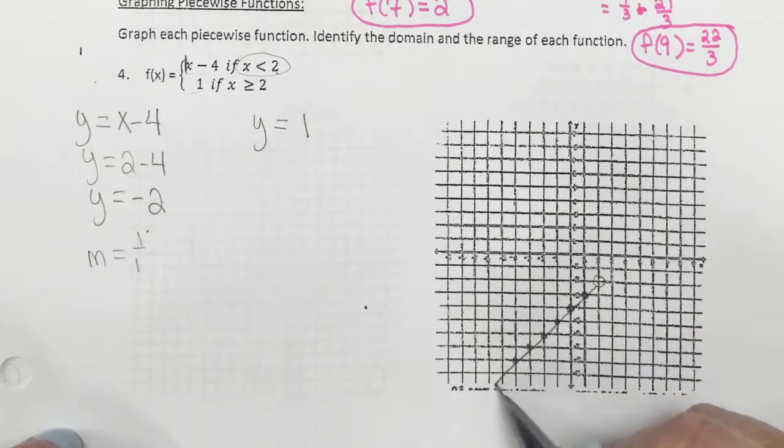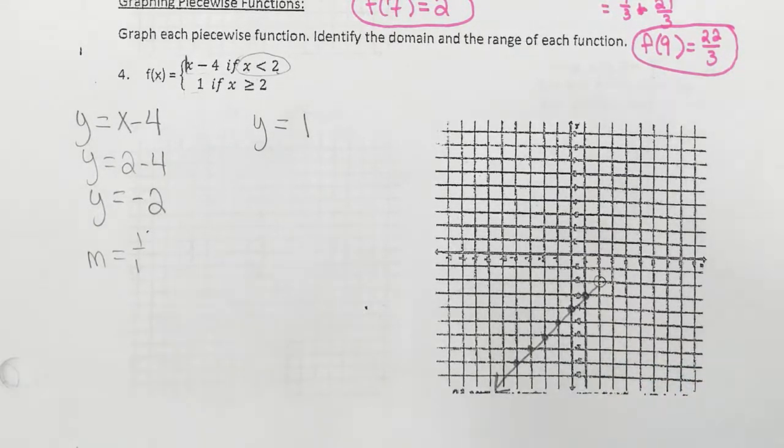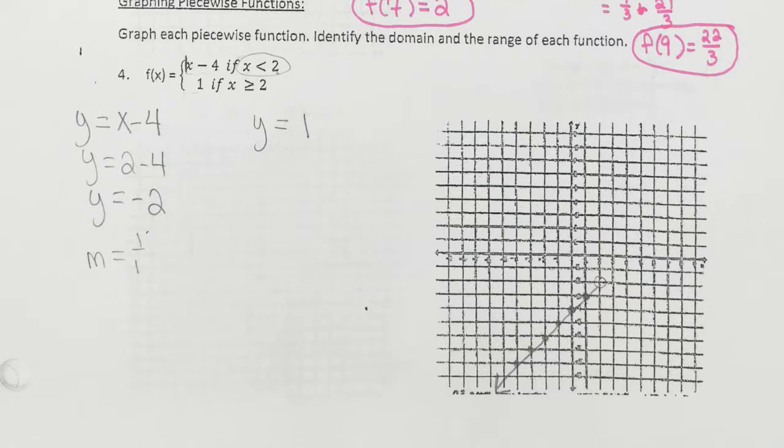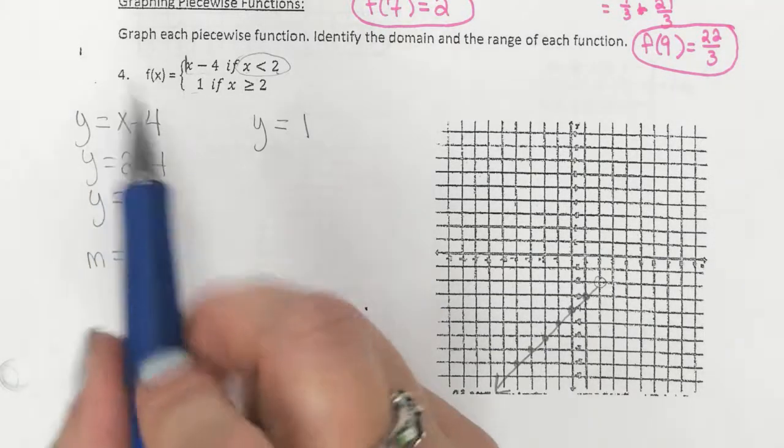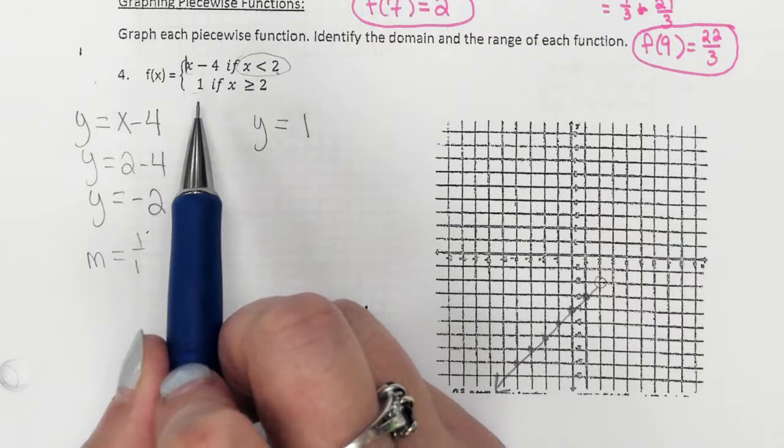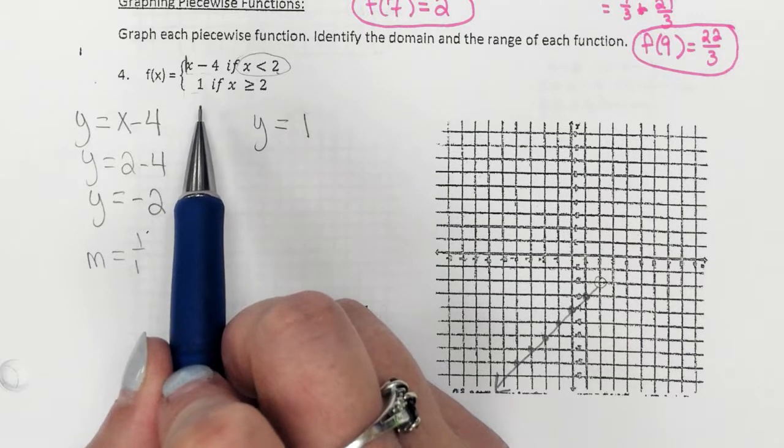You don't have to draw that many dots, but I like to. How many do you need for a line? 2. You only need 2. All right. Last one. Here we go. Another one.